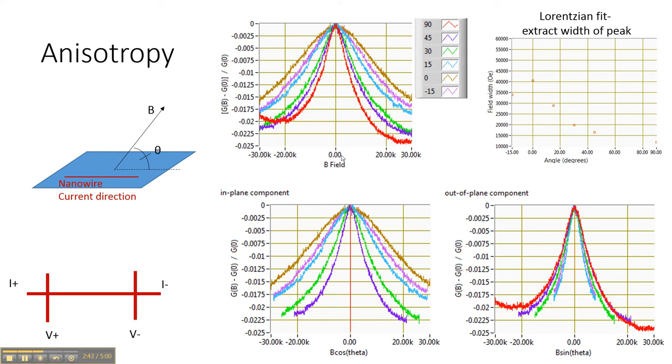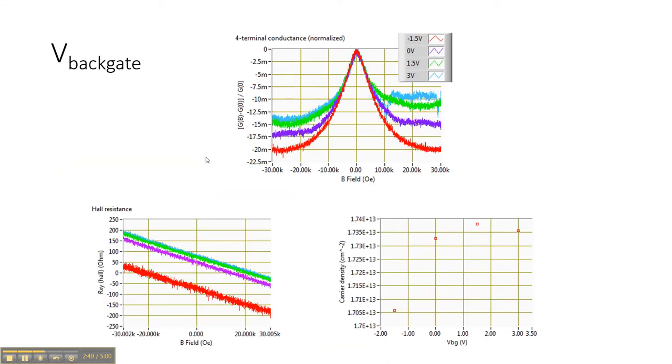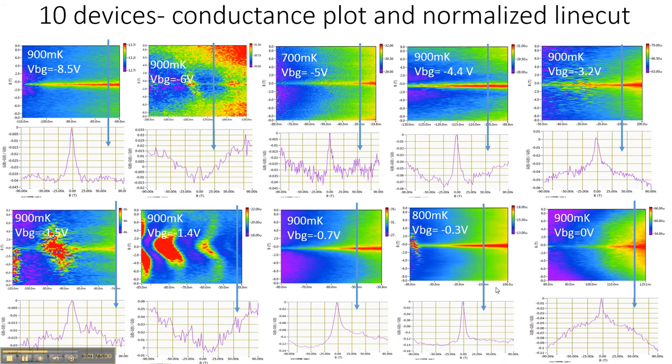And then we also took this data and plotted it versus the in-plane component of the field and the out-of-plane component of the field. We also did a backgate dependence measurement, from -1.5 volt backgate to 3 volt backgate. And since this was a Hall bar, we also have a Hall measurement from which we can extract a carrier density.